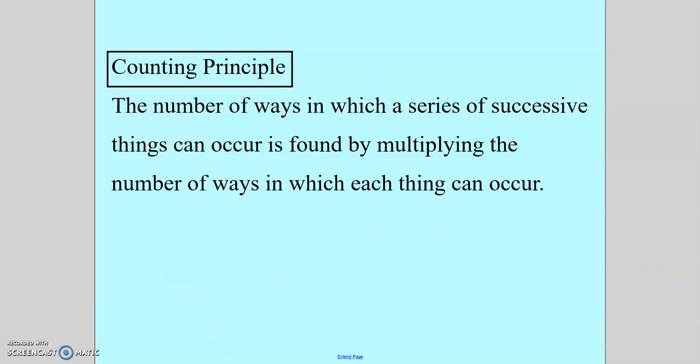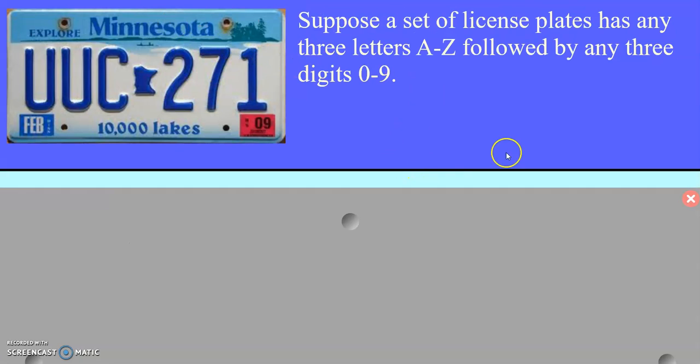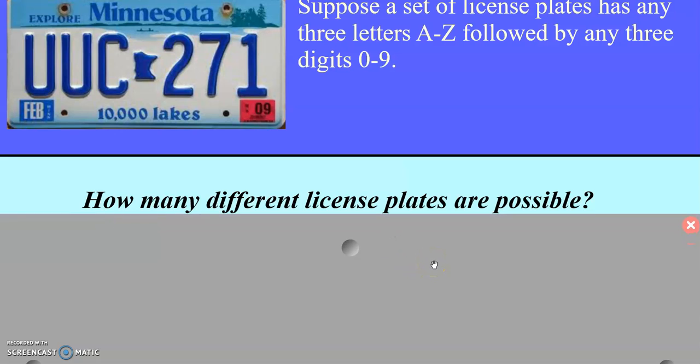It seems pretty easy, but as you will notice, there are a lot of real-world problems that can be approached by simply applying this simple principle. But you can see it can get a little confusing. So let's take a look at the following. Suppose a set of license plates has any 3 letters followed by any 3 digits, and there are 10 digits because 0 is a possibility. It's also important to know that there are 26 letters in the alphabet, but I hope you already knew that. So how many different license plates are possible?